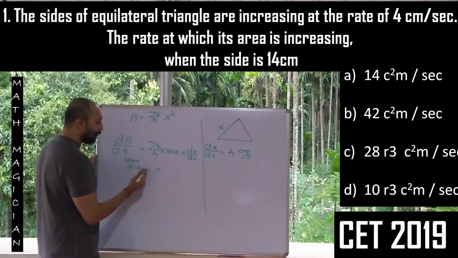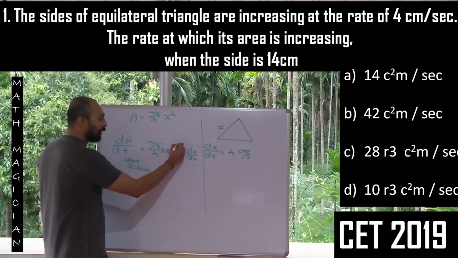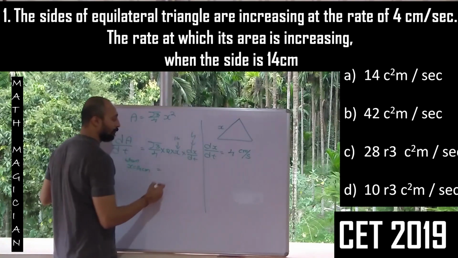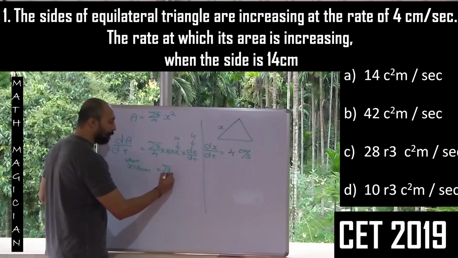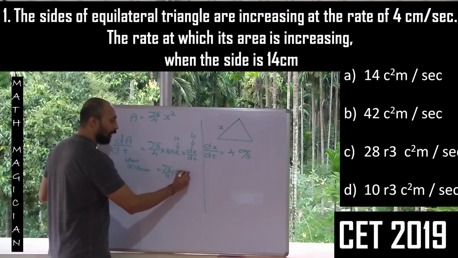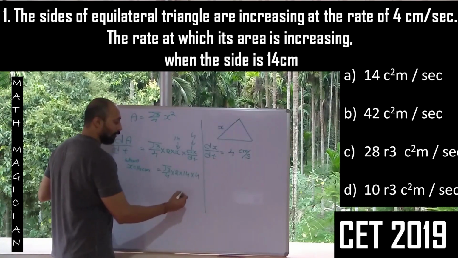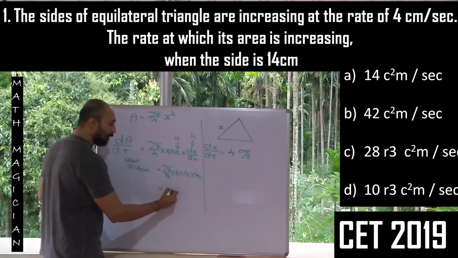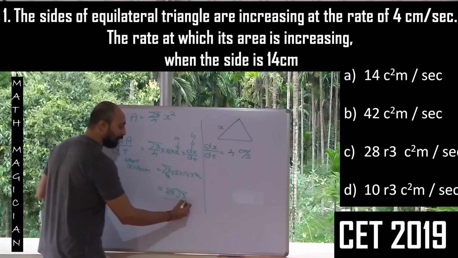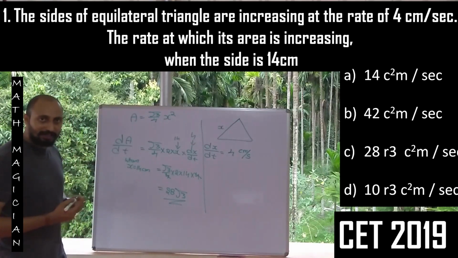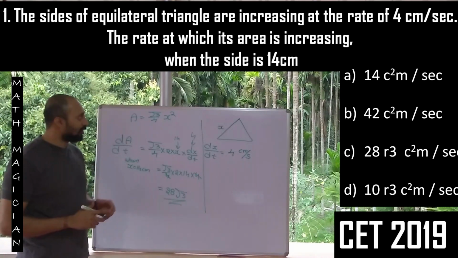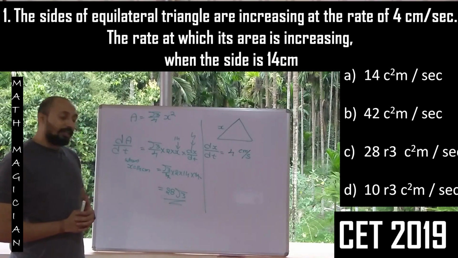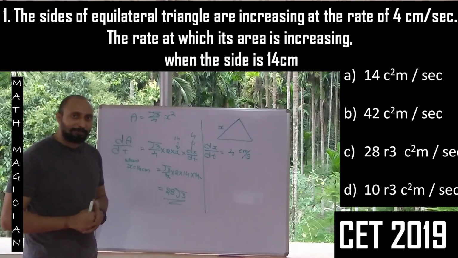And with this, I know the values here. I know the value of x as 14 and I know the value of dx by dt as 4. So what happens here is root 3 by 4 into 2 into 14 into 4. So 4 and 4 get cancelled. 14 2s are 28. 28 root 3 is my final answer. So it's a very simple problem on application of differentiation. First question of 2019. So 28 root 3 is your right answer.